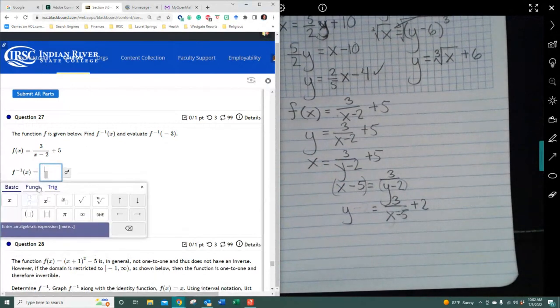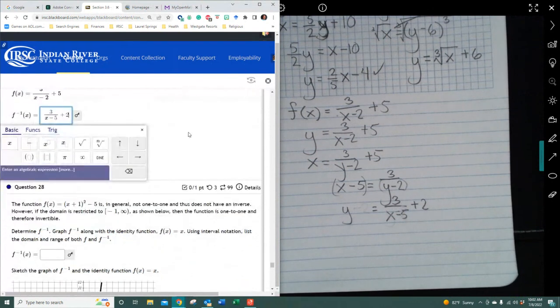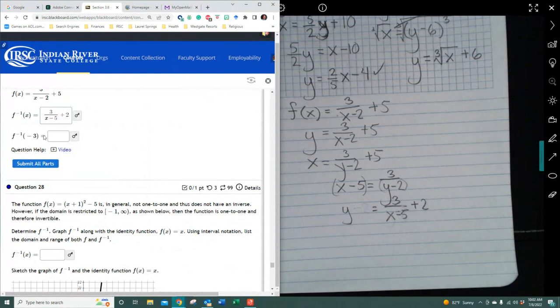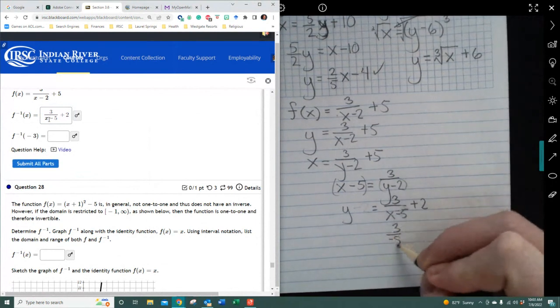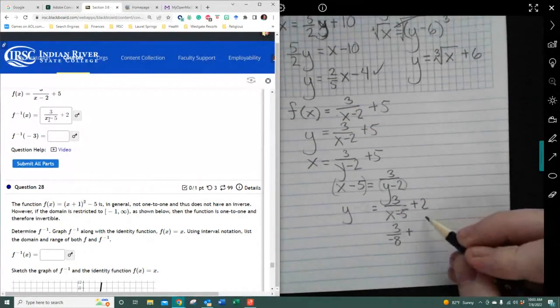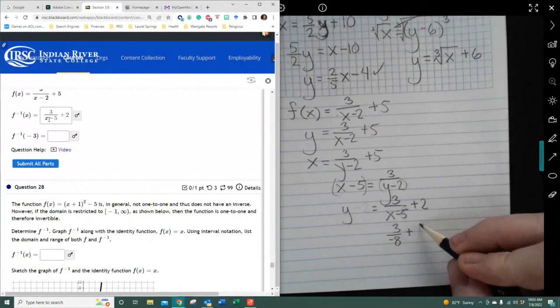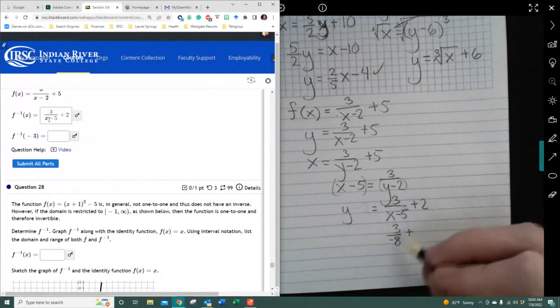All right, so I have 3 over x minus 5 plus 2. All right, and then that's that one. Now I want to insert -3 into there. Well, -3 into there would be -3 minus 5, which is -8, plus 2. Which 2 is the same thing as me saying, well, I want it to be basically 8, right?